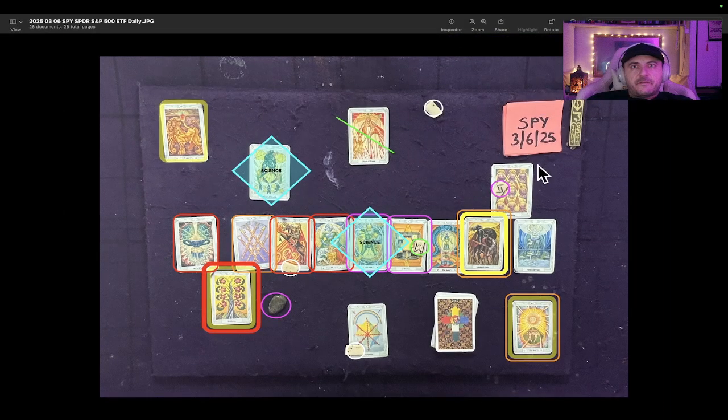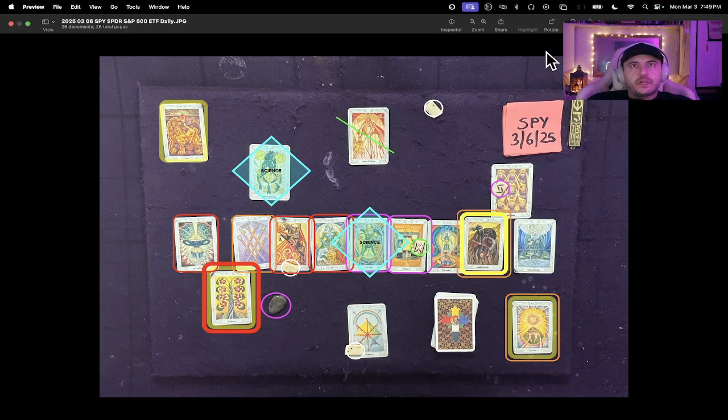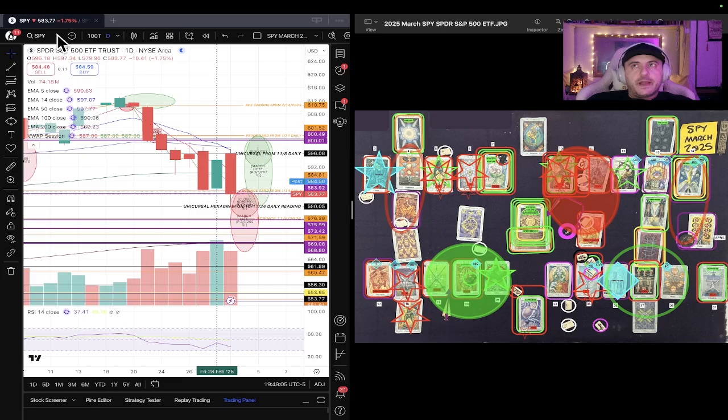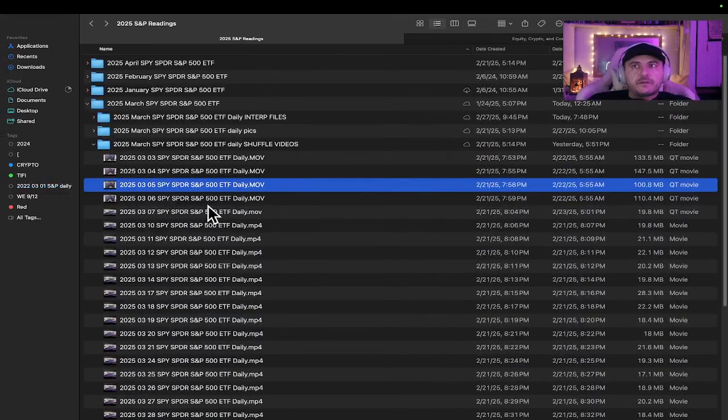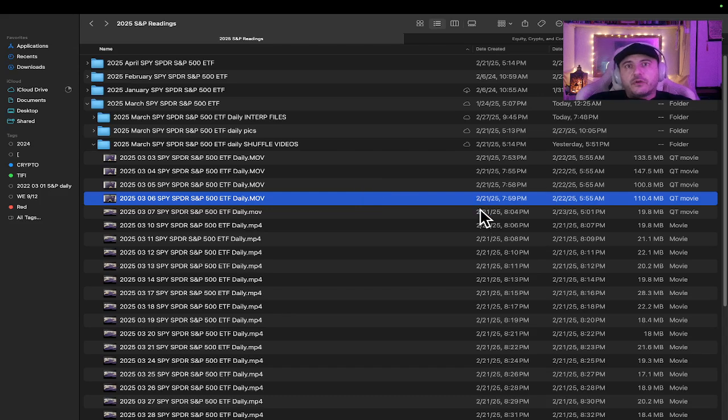This is the S&P 500 SPDR ETF SPY one-day reading for March 6, 2025. It's currently March 3rd, 2025, 7:49 p.m. Eastern Time. SPY at the time of this reading, $583.77 USD. And the shuffle video for the March 6th reading, created on February 21st, 2025 at 7:59 p.m. Eastern Time.